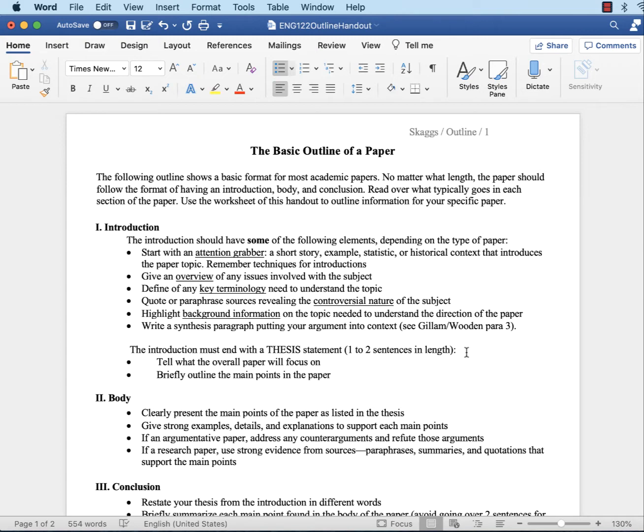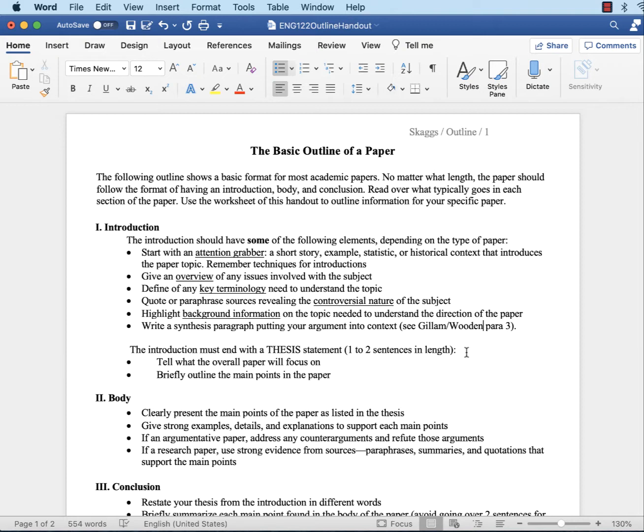The thesis statement, this is a longer paper, so it may be 1 to 2 pages in length. It's an umbrella statement. So your thesis tells us what the overall paper will focus on and briefly outline the main points in the paper. And Gillum and Wooden are a great example for that, because they tell us that they're going to be talking about how the new male model in Disney Pixar movies is impacting young males.